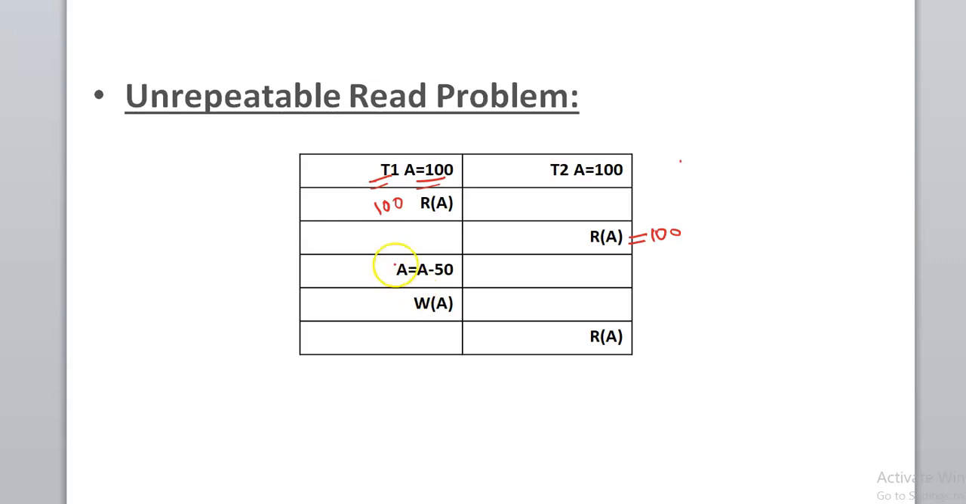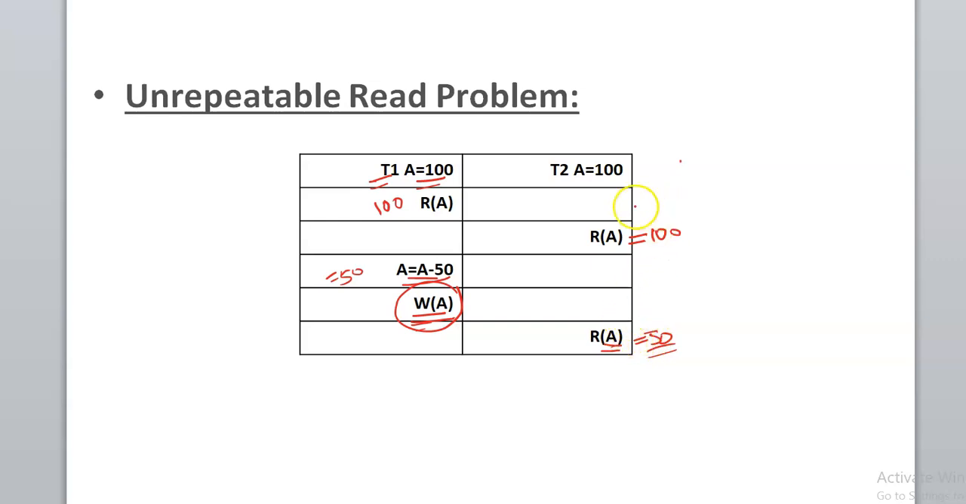Where the problem occurs is when T1 starts to change the value of the data item. It is going to deduct rupees 50 from A, so the balance will be left with 50, which will be updated with the help of the write operation. Now again T2 tries to read the same data item A, and the value it will read is 50, because the changes have been made and saved. It might not be permanently saved, but the changes are reflected because a write operation is being performed. So whatever the next transaction reads, it will read the value being reflected on A's account. So T2 is going to read the value 50.